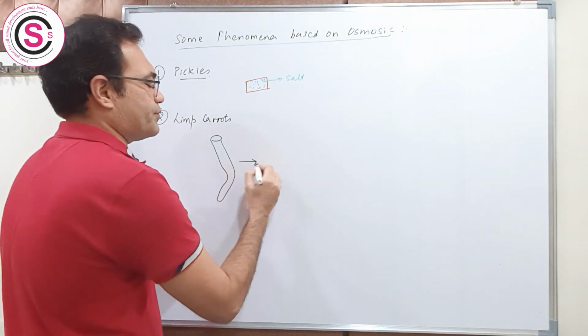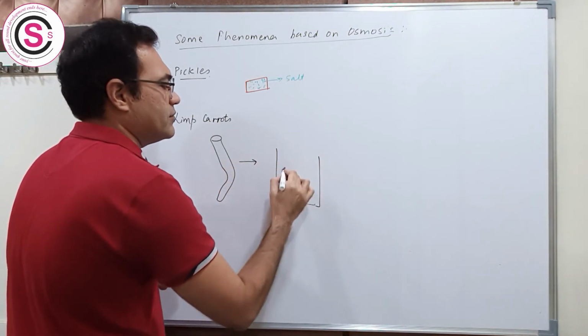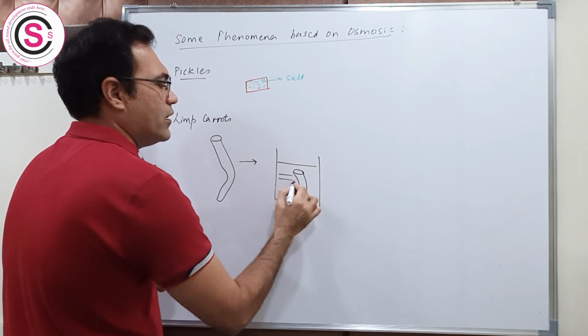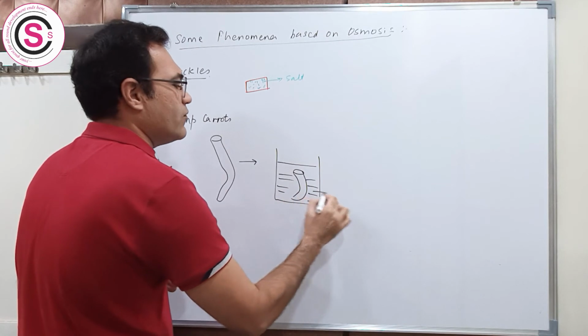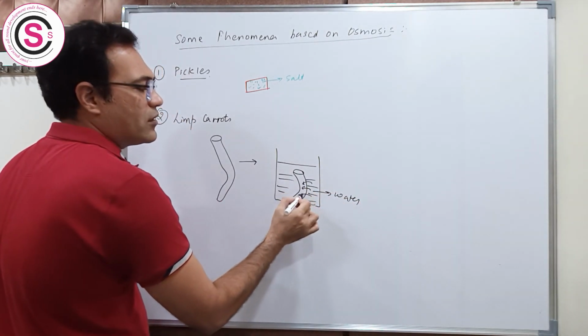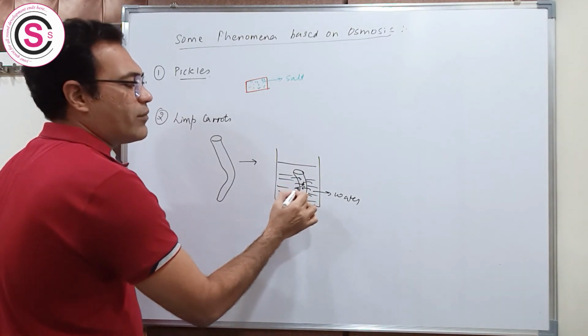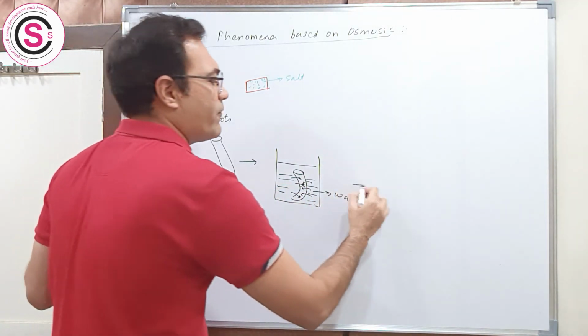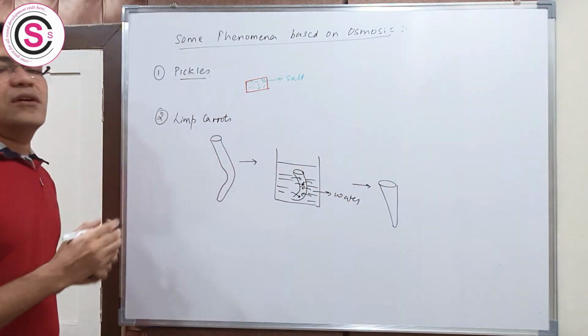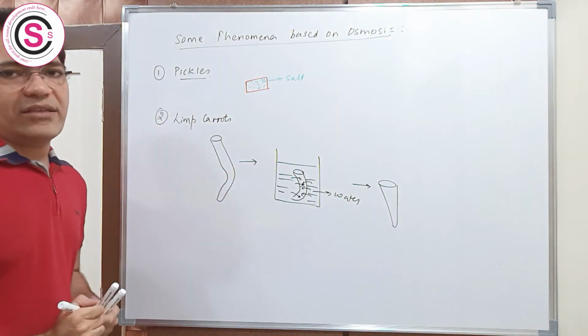This carrot is placed in water. So what will happen? It will start absorbing water by the process of osmosis and finally it will convert into your normal looking carrot.